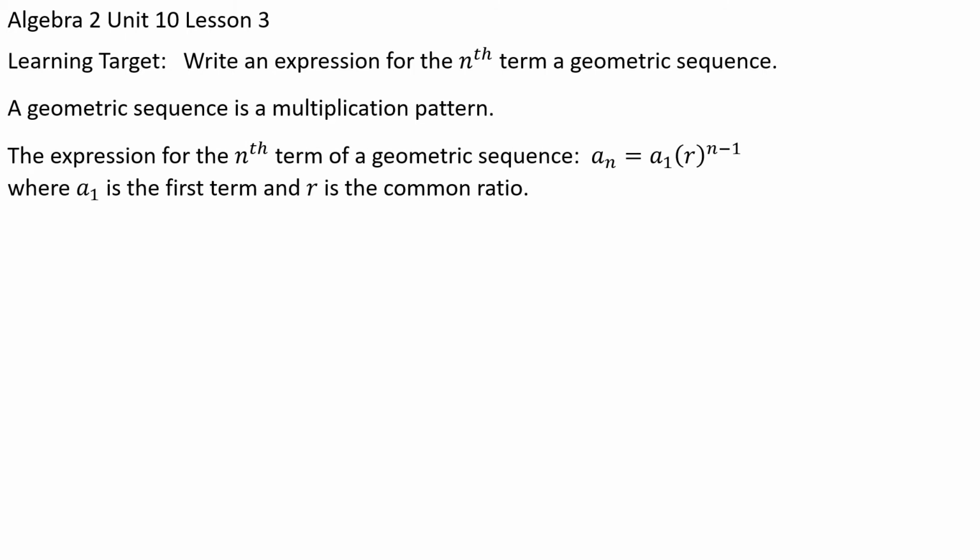The expression for the nth term of a geometric sequence is a sub n equals a sub 1 times r raised to the n minus 1 power. A sub 1, of course, is the first term, in other words, the first number in the list. And r is the common ratio, in other words, what we multiply by each time. So let's do a few examples.